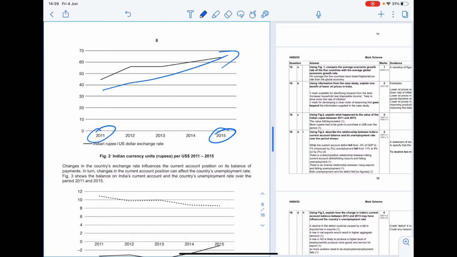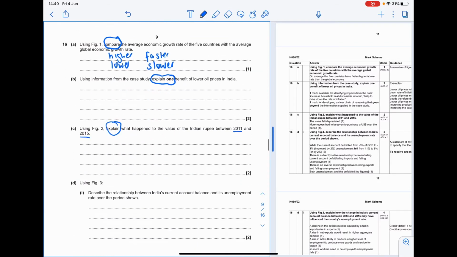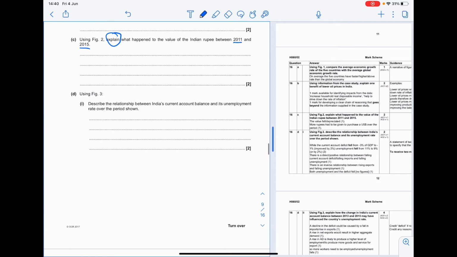So what does that mean? Well, if the value of the rupee has increased against the dollar, that means that the rupee is now worth more. So you're going to get more dollars for every rupee. So that's what the increase in the value means. And then it says, using figure 3, describe the relationship between India's current account balance and its unemployment rate. Now, when you're asked about a relationship, you'd usually be talking about a positive or an inverse, or maybe there's no relationship. Now, this one's a little bit confusing.